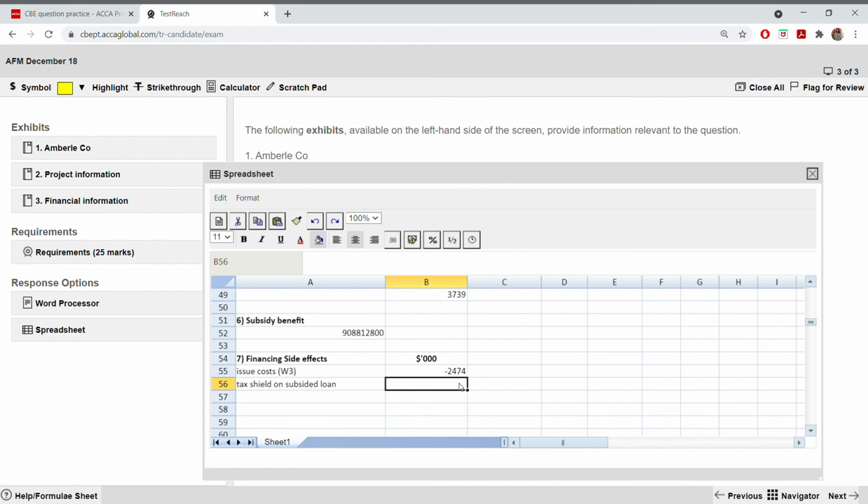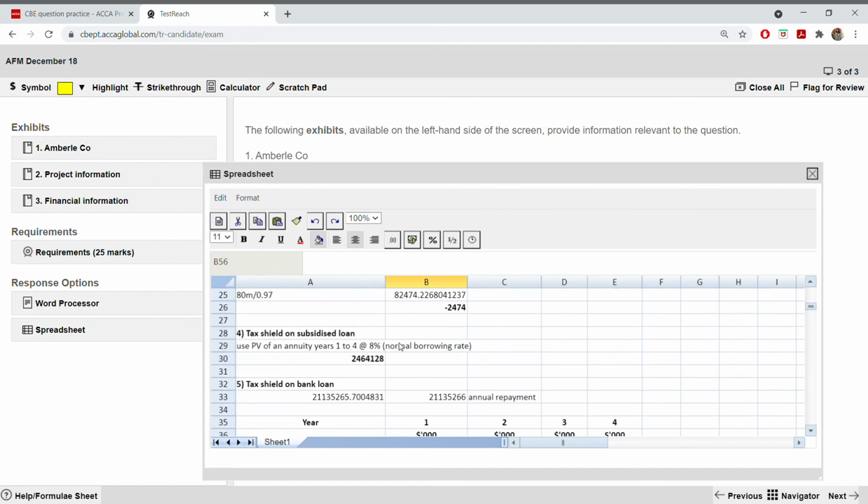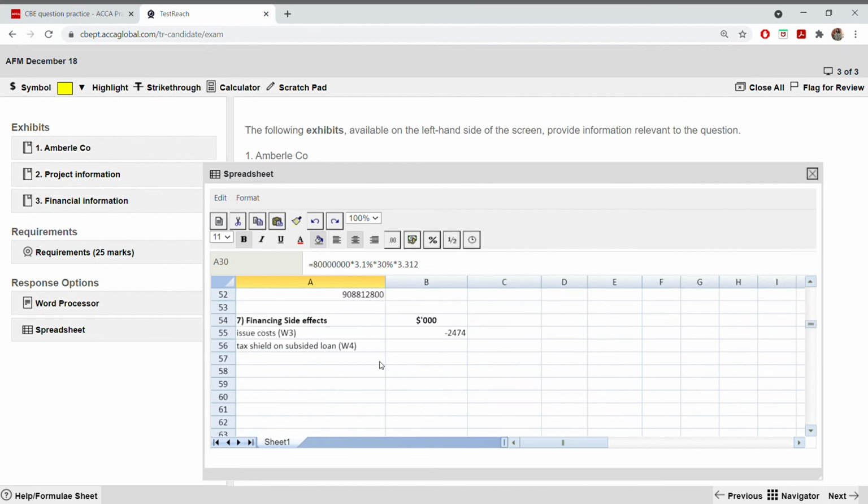Next, what is it? Tax shield on subsidized loan, working 4. So you have to refer to working number 4. If you see, it is following that order 3, 4, 5, 6. So you go to working 4 and see the sum. This also three digits you have to drop, 1 to 8. So it will be just 2464. Next we are coming to working number 5.